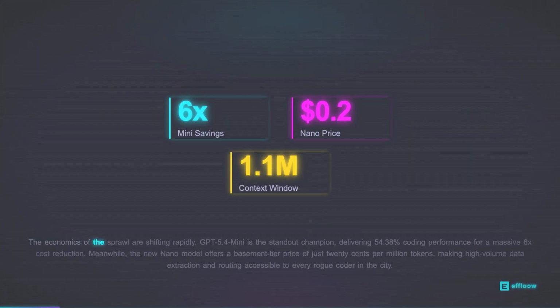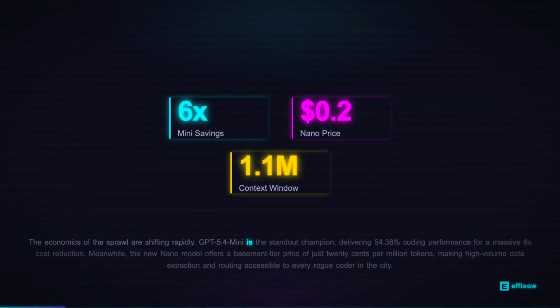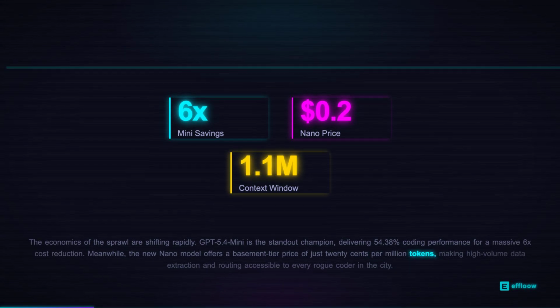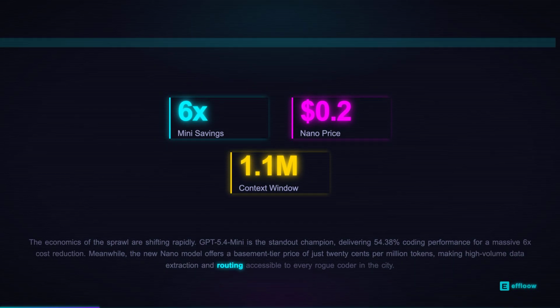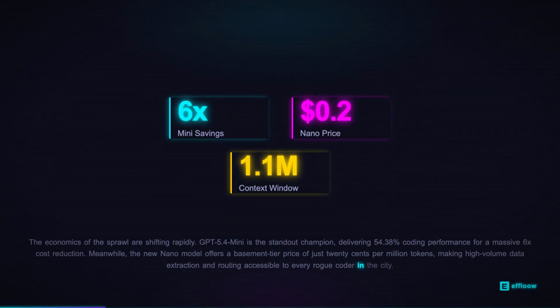The economics of the sprawl are shifting rapidly. GPT 5.4 Mini is the standout champion, delivering 54.38% coding performance for a massive 6x cost reduction. Meanwhile, the new Nano model offers a basement tier price of just 20 cents per million tokens, making high-volume data extraction and routing accessible to every rogue coder in the city.